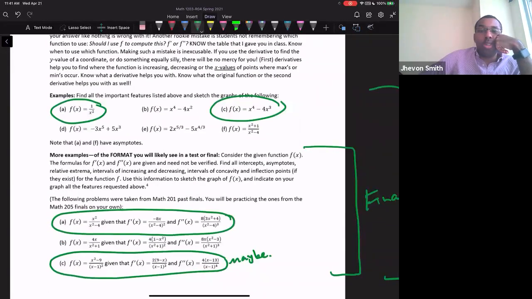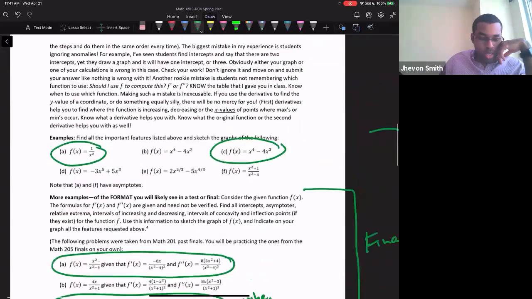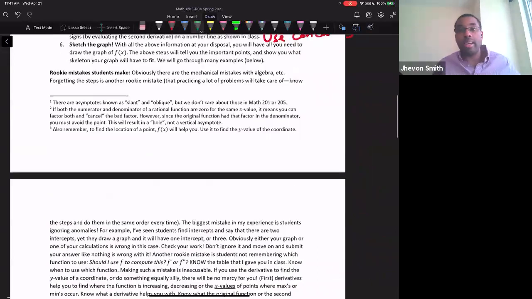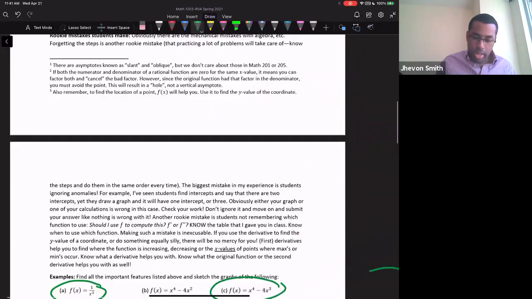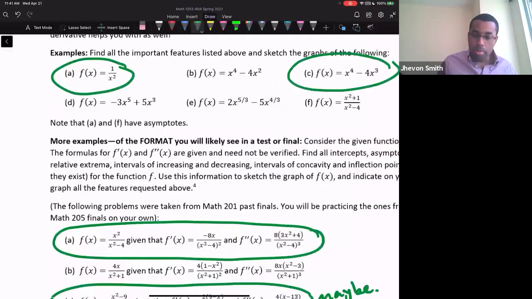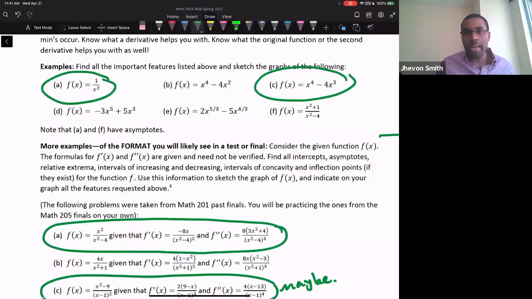So yeah, just want to do this with you guys, and we're always going to go through these 6 steps. So it's another thing like related rates. Know the 6 steps very well, know what order to do them in, and you can do that. Something that does help you out here is usually in the problem itself, I will actually remind you of the things that I want you to find. Consider the given function, find all intercepts, asymptotes, relative extrema, blah, blah, blah. You'll see it there in the question statement.